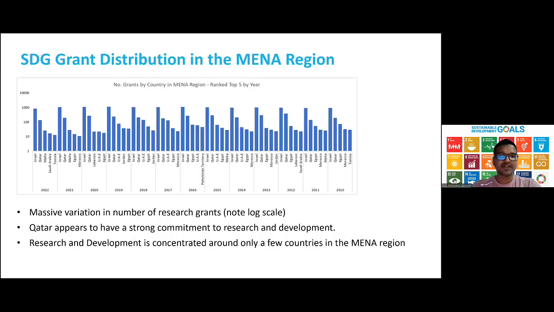In terms of the SDG grant distribution in the Middle East and North African region, we see massive variation in the number of research grants from 2010 to 2022. Qatar appears to have a strong commitment to research and development, and research and development is concentrated around only a few countries in the MENA region.